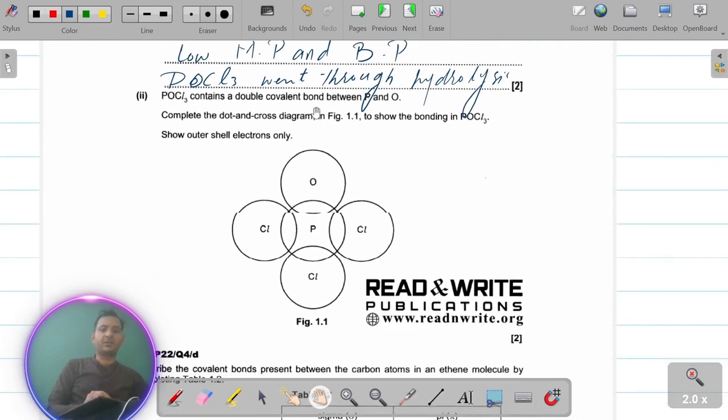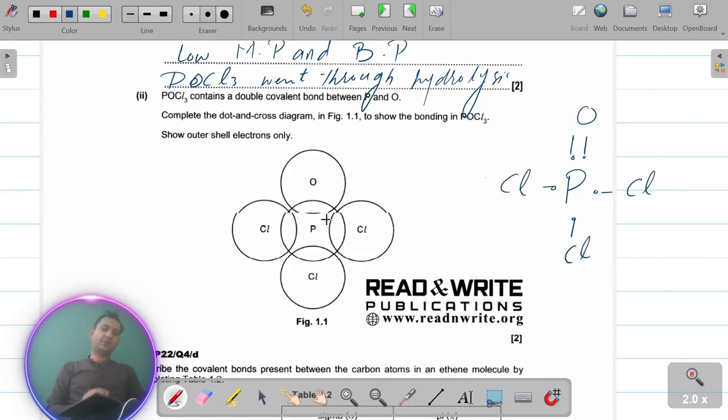POCl3 contains a double covalent bond between phosphorus and oxygen. Phosphorus is from group 5, and group 5 means there are 5 electrons in the valence shell: 1, 2, 3, 4, 5. And it is making a double bond with this oxygen. And chlorine, you know, makes a single covalent bond. So this type of structure it is, okay.